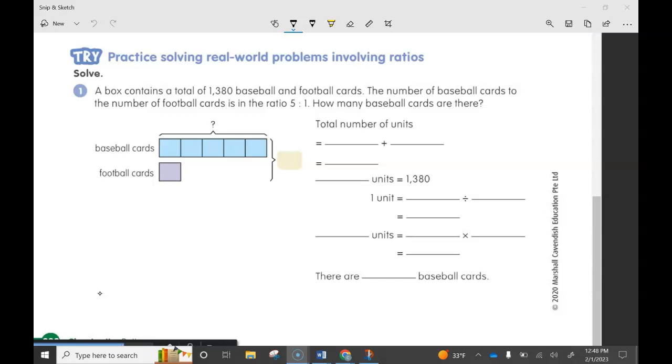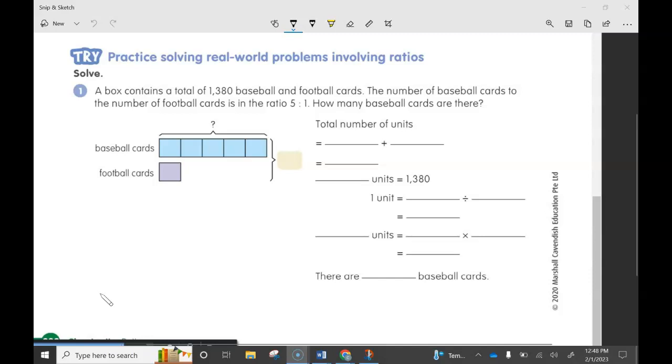contains a total of 1,380 baseball and football cards. The number of baseball cards to the number of football cards is ratio 5:1. How many baseball cards are there? If you're setting this up with a bar model to visualize it, we can see 1, 2, 3, 4, 5 units for baseball cards because it's 5. And then for football cards, there's 1 unit because it's 1.